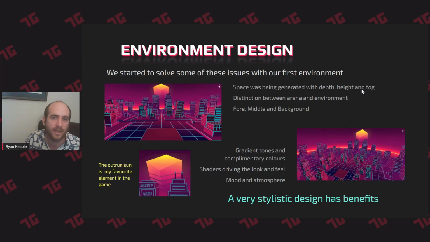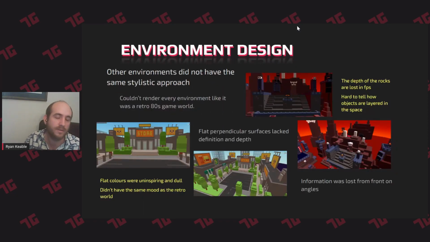But as soon as we started looking at our other environments, so we had a mall environment, and we brought over that heavy metal hell world as well, they weren't rendering anywhere near as nicely. We were still using a lot of our flat color techniques and flat lighting techniques here, and we started to run into a little bit of trouble. We found that our flat perpendicular surfaces lacked a lot of definition and depth, especially when viewed from first person perspective angles.